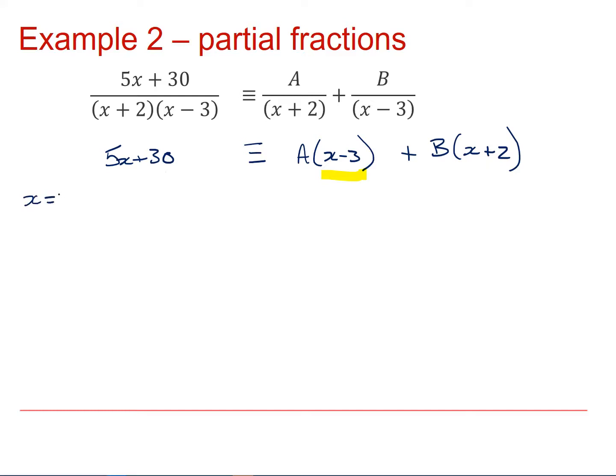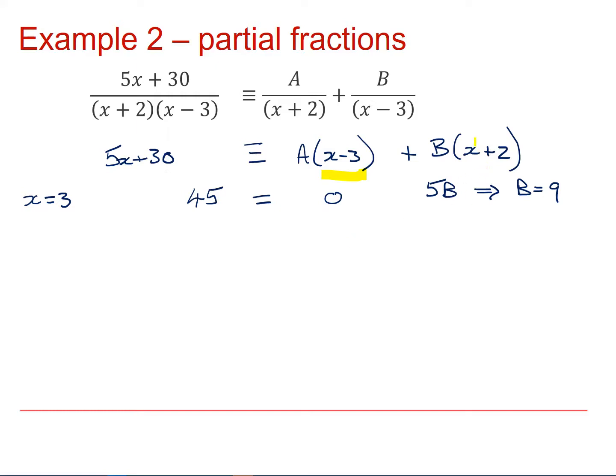Okay, so here's x equals 3. What happens on this side? I get 15 plus 30 gives me 45. That is equal to, I get nothing from that bit, and I get 3 plus 2 is 5b from there. So that's going to give me that b equals 9.